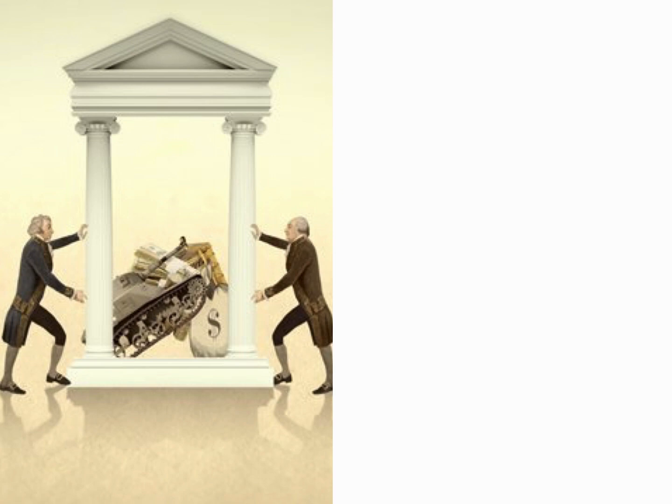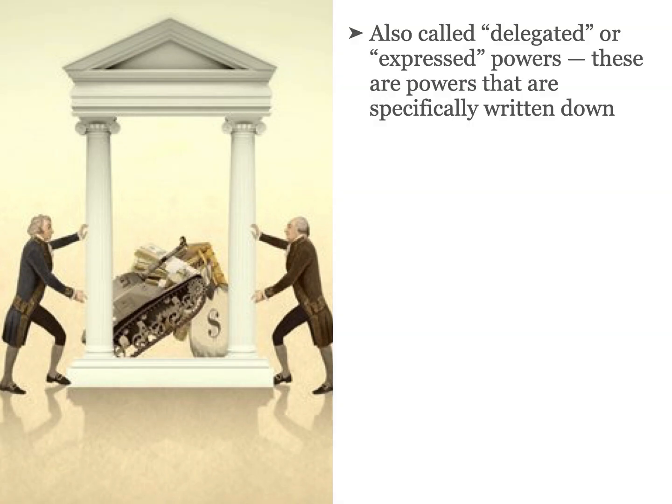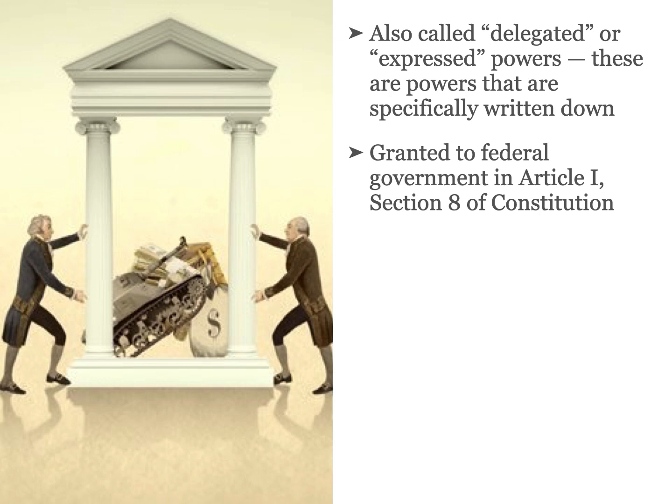Now, these powers sometimes go by other names as well. Sometimes they're called delegated or even expressed powers. Those mean the same thing. So enumerated, delegated, expressed, same thing. Make sure you're familiar with all 3 terms. What the term means is powers that are specifically written down. Quite literally, in our Constitution, there's a list of these powers. They're granted to the federal government in Article 1, Section 8 of the Constitution.